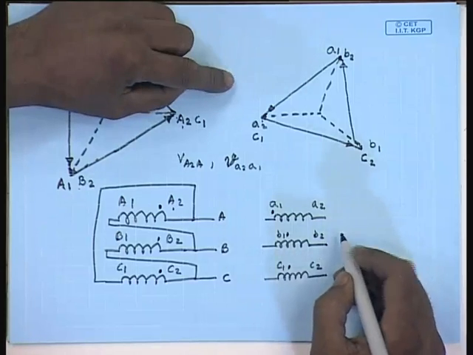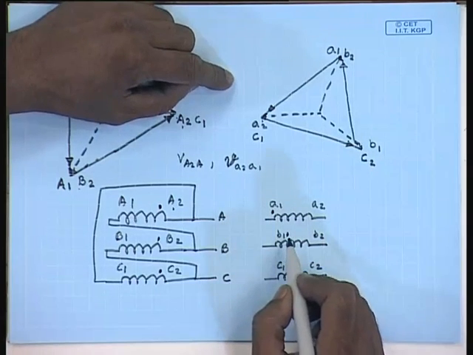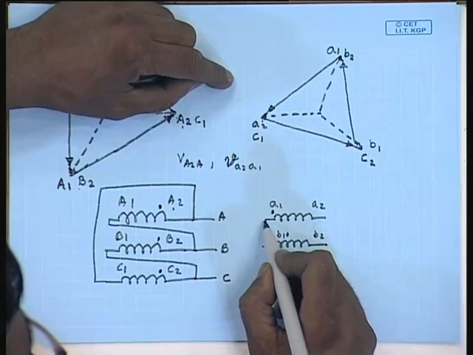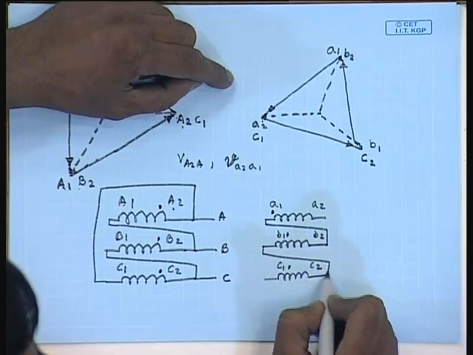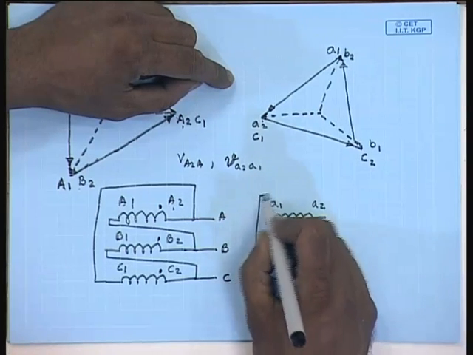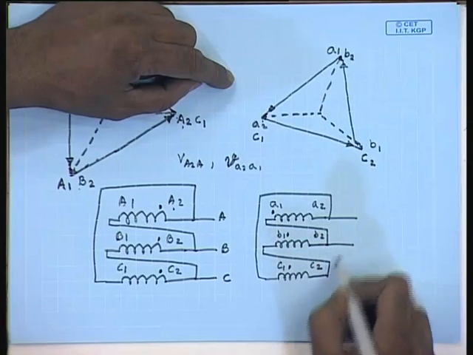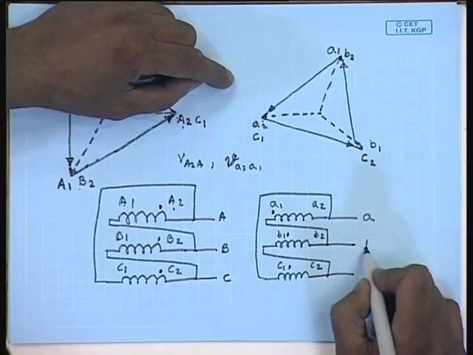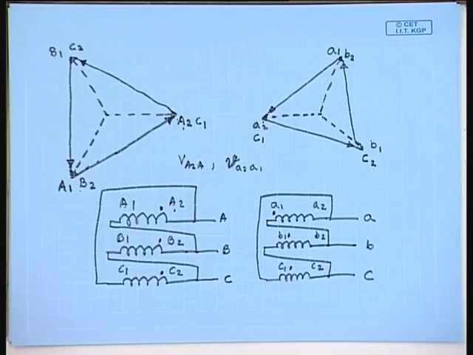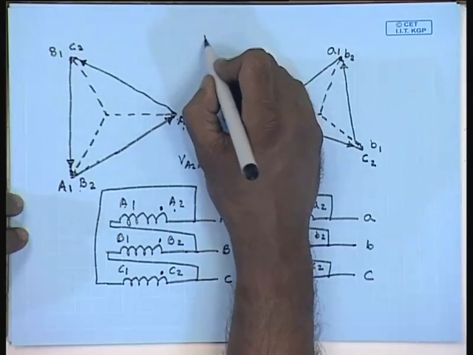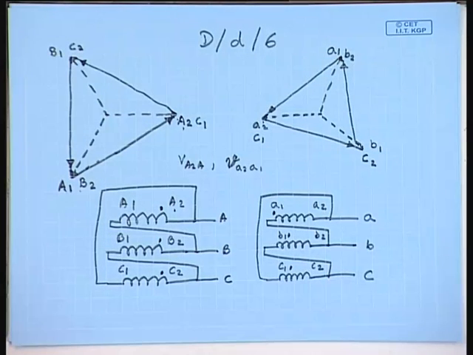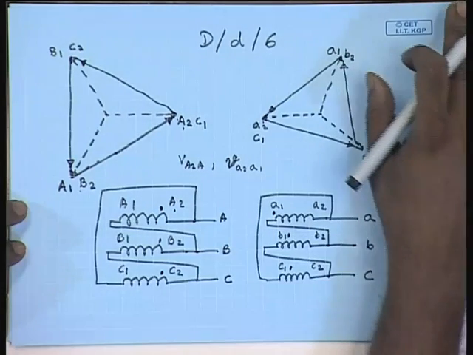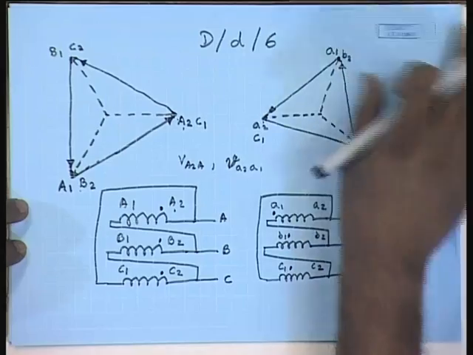The connections are made again by connecting A1 to B2, B1 to C2 and C1 to A2, and the lines are connected to A2, B2, C2. So, this is the connection Dd6. Similarly, we can see how the connection Dd0 or Yy6 will look like.